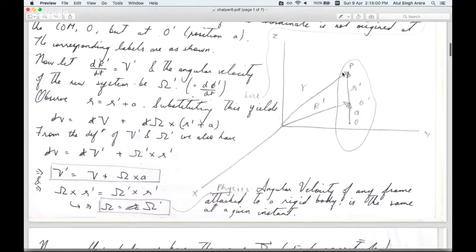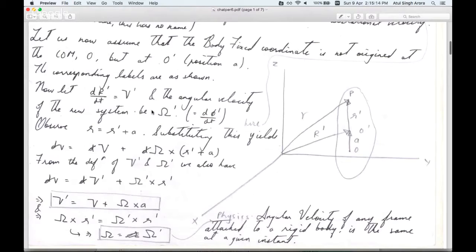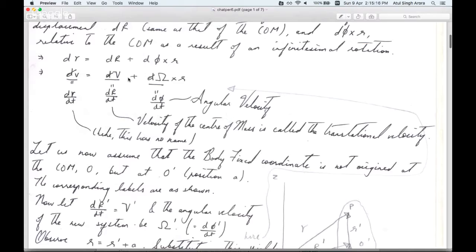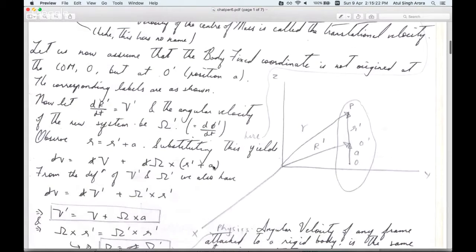This point anyway remains the same. So the coordinate of this point with respect to the fixed frame is still small r. Okay, so now we observe that you can write small r as small r prime plus a, which is fine. R prime plus a gives you r. And now what you do is you substitute in your original relation, which was this. So in this relation, you substitute for small r. And what you obtain is that v is equal to capital V plus omega cross r prime plus a. Okay.